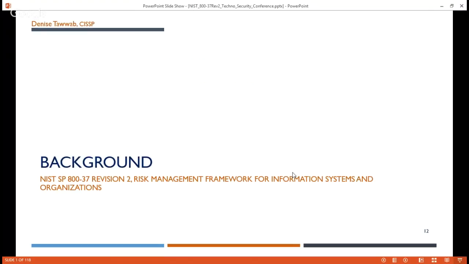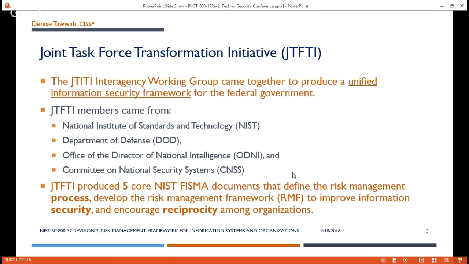So that's why risk management is needed. Background. Okay, here's what's happening with the NIST Special Publication 837, the framework. The Joint Task Force Transformation Initiative. The JTF TI Interagency Working Group came together to produce a unified information security framework for the federal government.